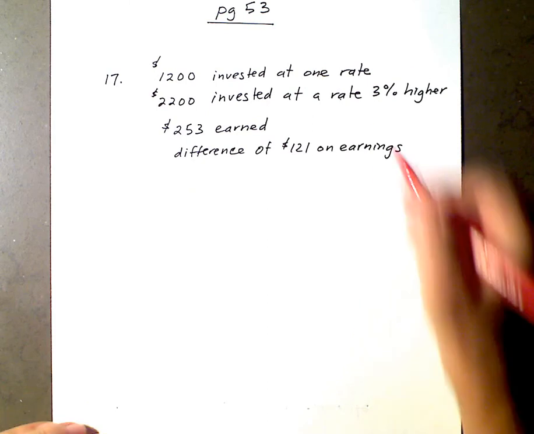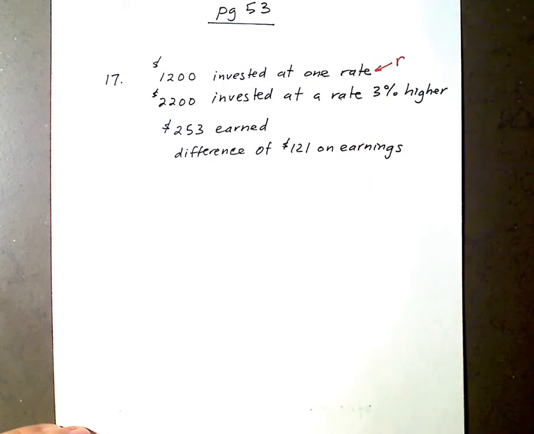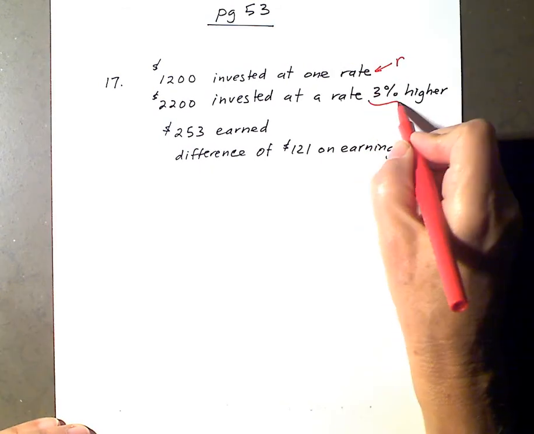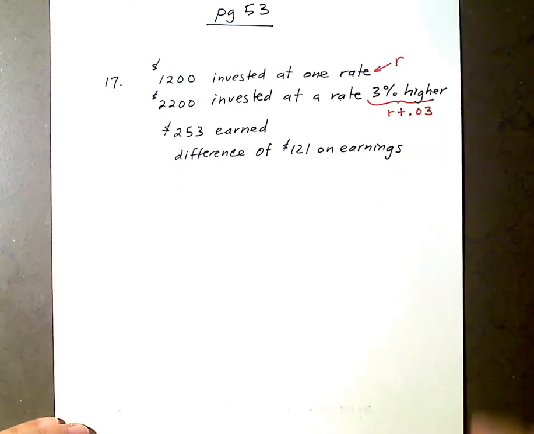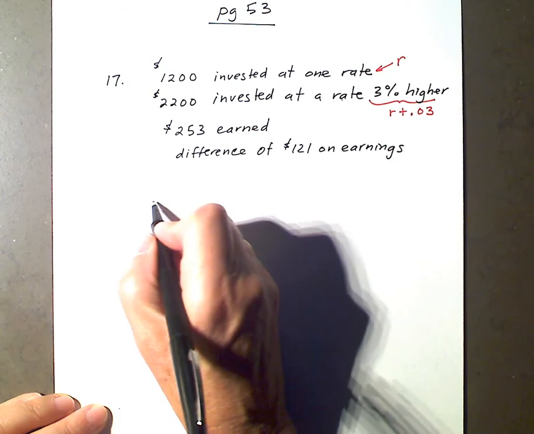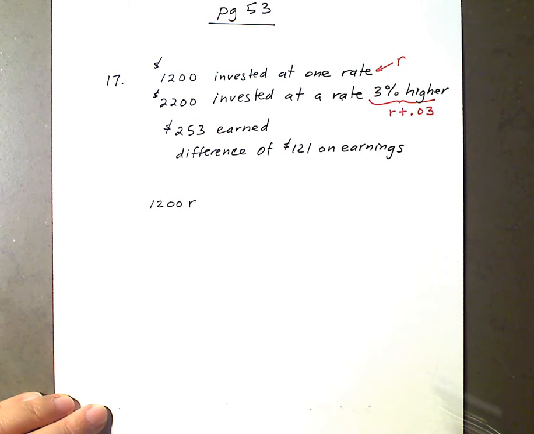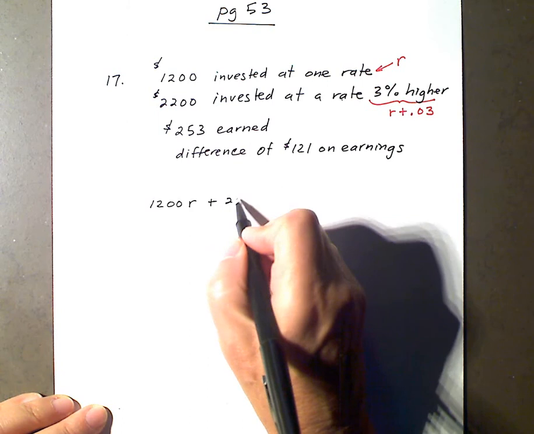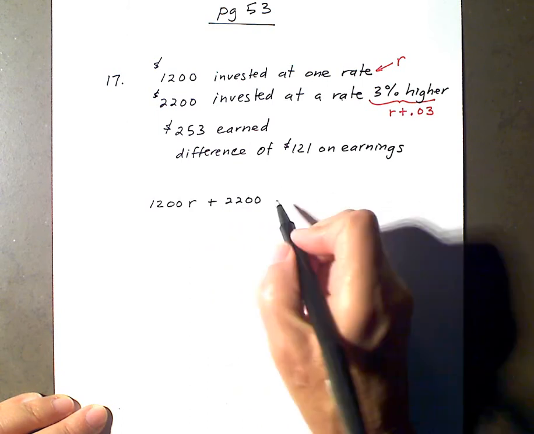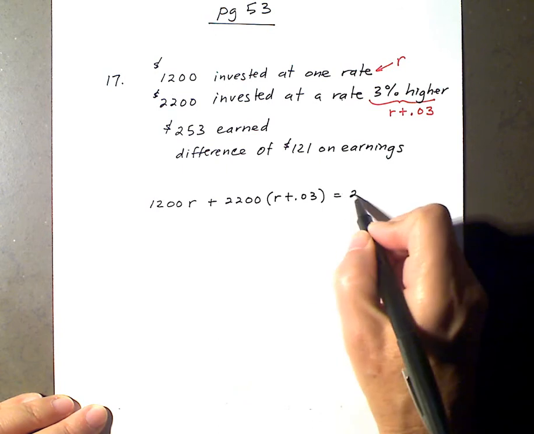So if I let the interest rate on this one just be R, then the rate that's 3% higher than that will be R plus 3/100 or 3%. So I can write my equation as the amount I earn on $1,200 times R, some interest rate, plus the $2,200 invested, where I'm earning R plus 3%, is a total of $253.